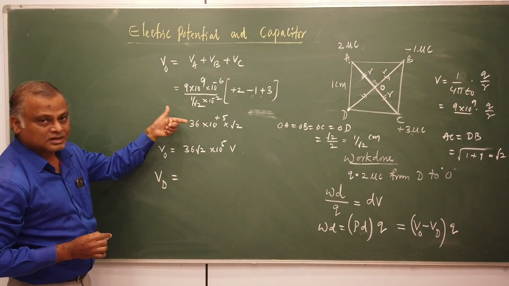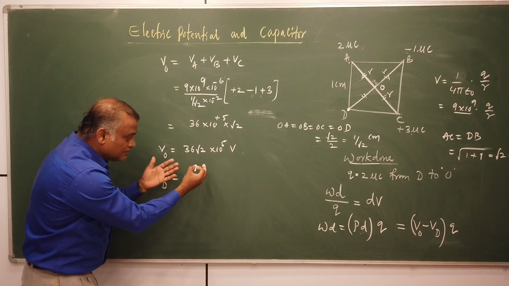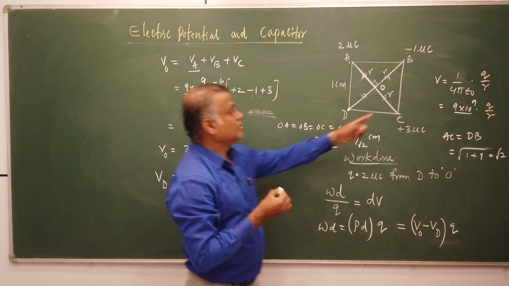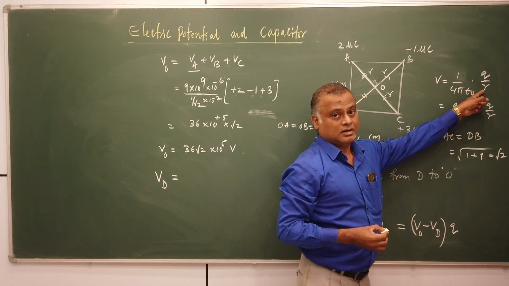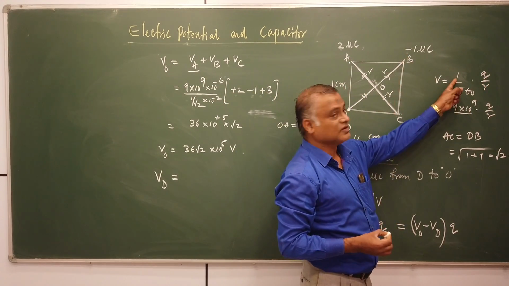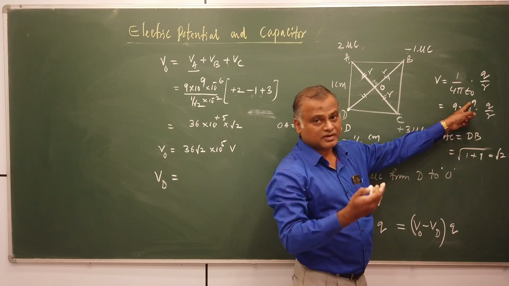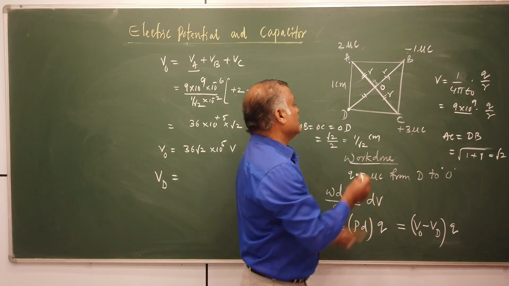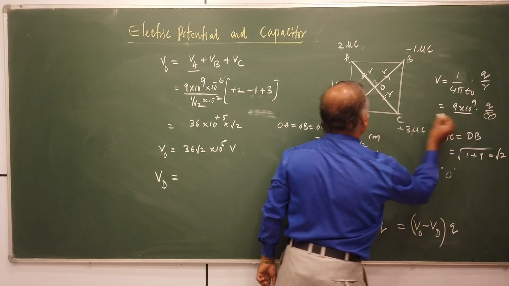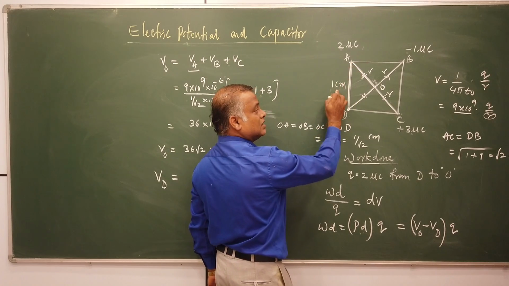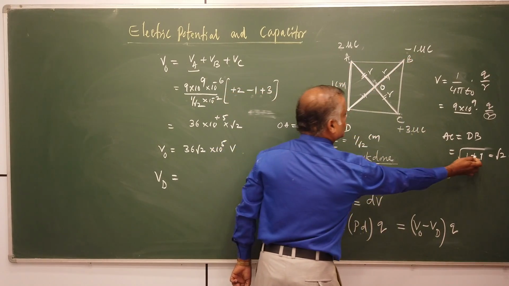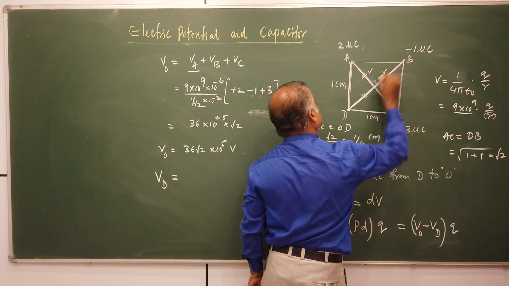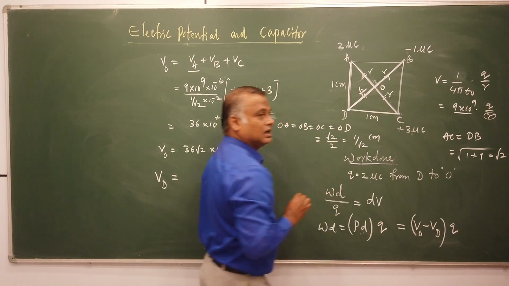Same steps. I repeat the same, and I jumped some steps over here. What is the first term? 1 by 4 pi epsilon, Q by R. For each potential, you have some formula. 9 into 10 to the power of 9 is common. In the charge, microcoulomb is common. The difference is the distance here. This distance is 1, this distance is root 2, and this distance is 1 centimeter. This is root 2. Understood?